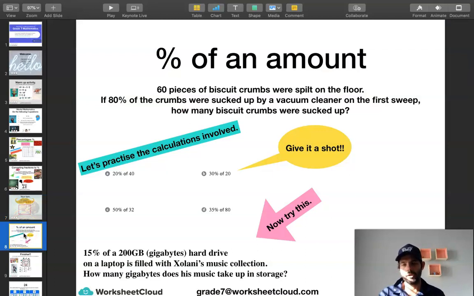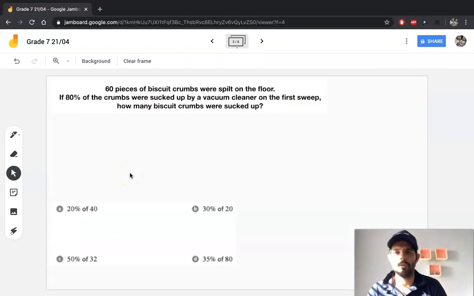Okay, there are a couple of questions here for you. So the first one is a problem-solving question that says 60 pieces of biscuit crumbs were spilt on the floor. If 80% of the crumbs were sucked up by a vacuum cleaner on the first sweep, how many biscuit crumbs were sucked up? So I'm going to leave it like that. I'm going to see if you guys can figure that out. So there's the question in front of you.